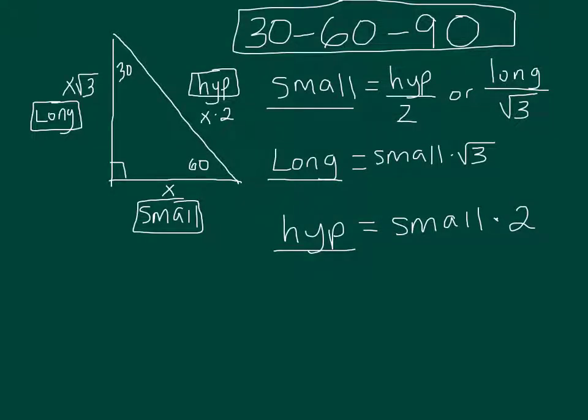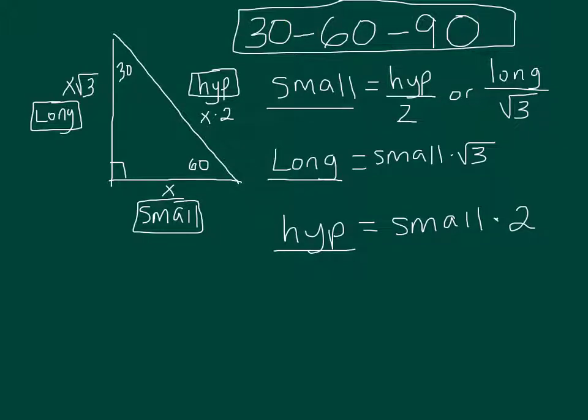Okay, Mr. Drysdale back here. For this lesson we are going to be talking about special right triangles again. Hopefully you've already watched the video on 45, 45, 90 triangles. In this video we're going to be covering 30, 60, 90 special right triangles.